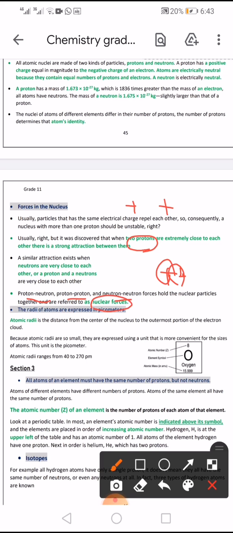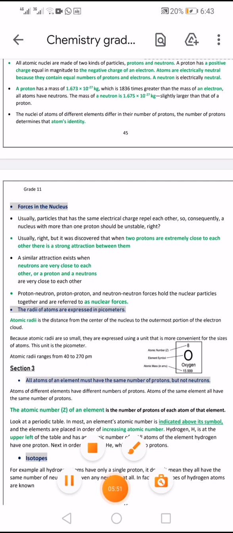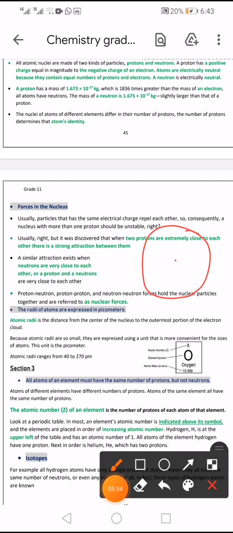and are referred to as the nuclear force. Inside the atom, there is a nucleus which contains positively charged protons and neutral neutrons. When two protons are close together, there is an attraction force between them, and also between protons and neutrons. When a proton and a neutron are close together, there is an attraction force between them. This force is called the nuclear force.